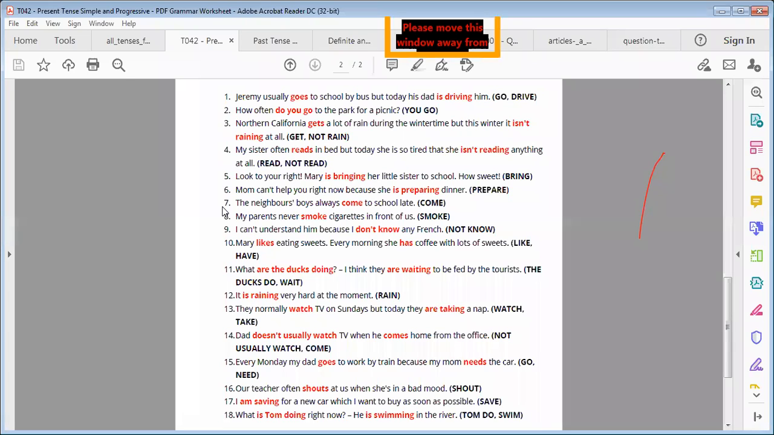Okay, wait, I'm reading your answers. Please remember this worksheet is for present tense. So your answer should be from present tense.